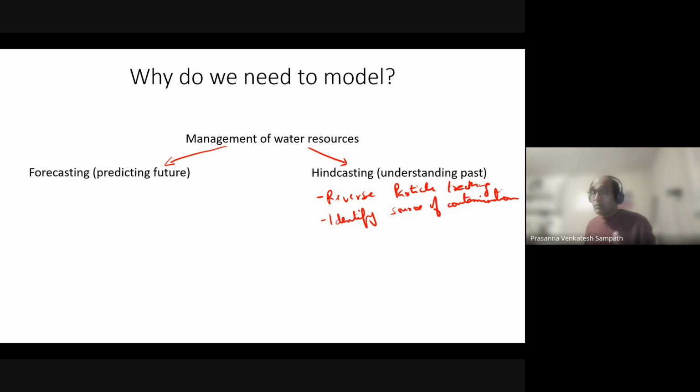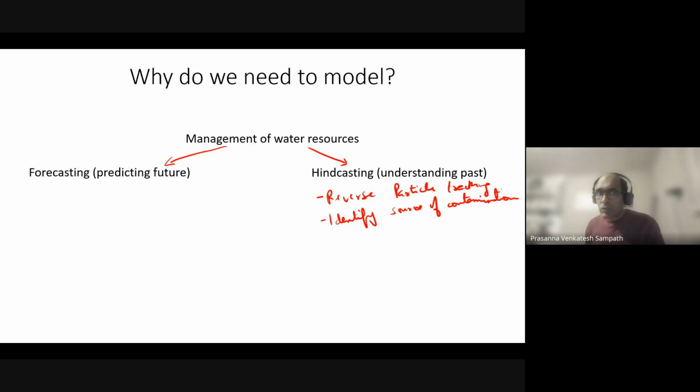Because number one, that source of contamination may still not have stopped. Today I found it in my water. The pollution may have been happening for 10 years, 15 years, and maybe it has not even stopped. And unless we point out that there is this problem, that my water is getting contaminated, and ask them to stop, even future contamination cannot be stopped.